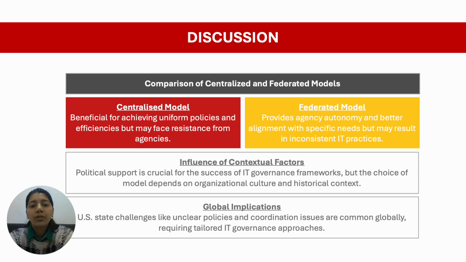Now, moving forward to the next point, the influence of contextual factors. The first factor is the political factor. Political support is crucial for the success of an IT governance framework, but the choice of model depends on organization culture and historical context, which means it depends on what structure the organization has been following for many years. States with a centralized governance history may find it easier to implement a centralized model, while those with a decentralized culture may prefer federated models because they have been practicing it accordingly.